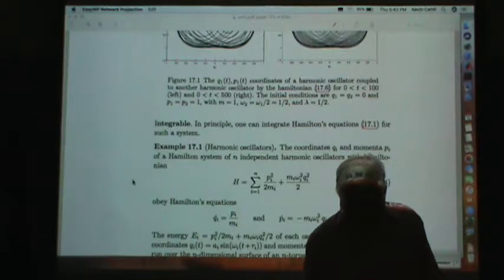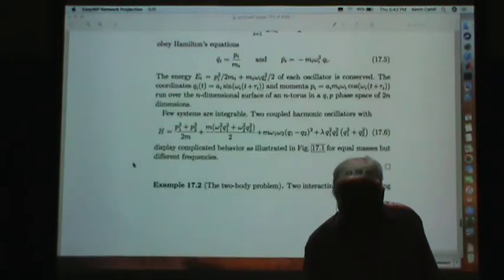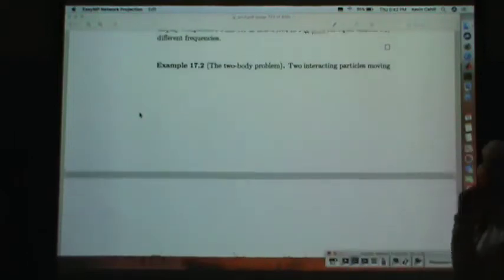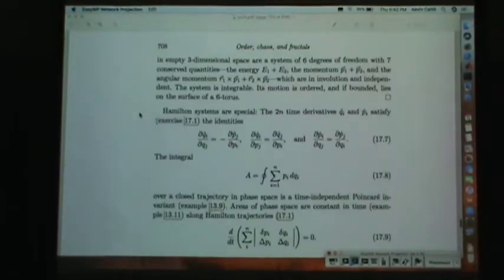All right, let's look at the two-body problem for a second. Two interacting particles moving in empty three-dimensional space. They're a system of what? Well, it's 6 degrees of freedom. The position of each particle is 3 degrees of freedom, and then there are 2 particles.